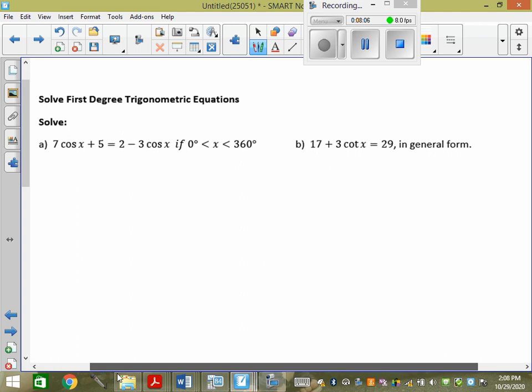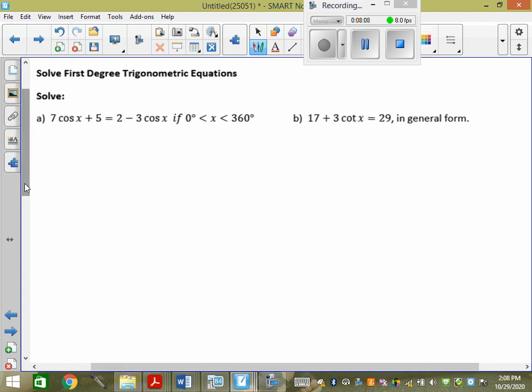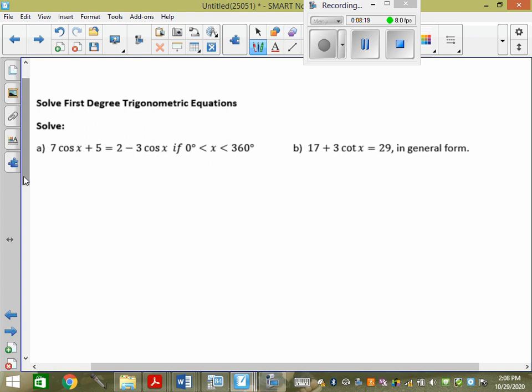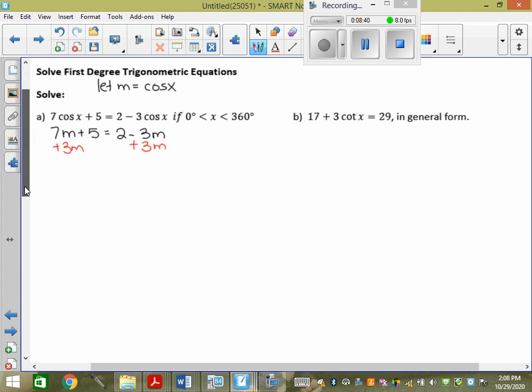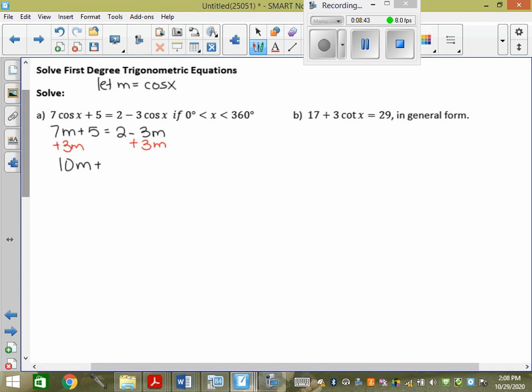So here, we still have first degree trigonometric equations. We're still solving them, but I didn't just give you like sine equals something, tan equals something, cotan equals something. You got to get to that, right? And remember, when they look overwhelming like this, I told you maybe you might want to change them to m's. Okay? So we're going to go let m equal cos x. So I'm going to go 7m plus 5 equals 2 minus 3m. I'm going to add the 3m over. And I get 10m plus 5 equals 2.